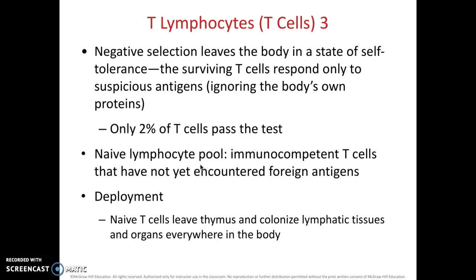And of course, this selection process is pretty strict, and it needs to be so that you don't have autoimmune disorders. So there's a naive lymphocyte pool, which means immunocompetent T cells, which are able to recognize foreign antigens, but haven't yet encountered those foreign antigens. So naive T cells are deployed into the body, which means they leave the thymus and they're able to colonize lymphatic tissues and organs within the body.